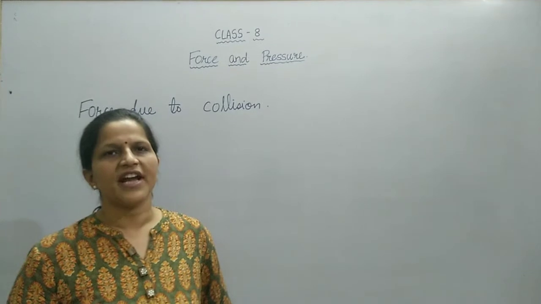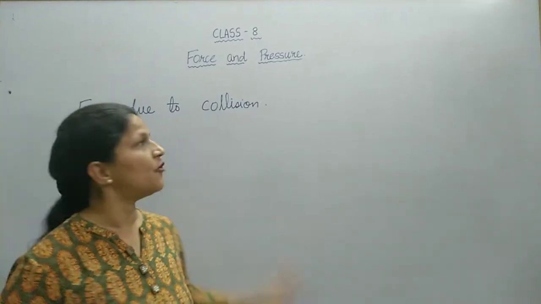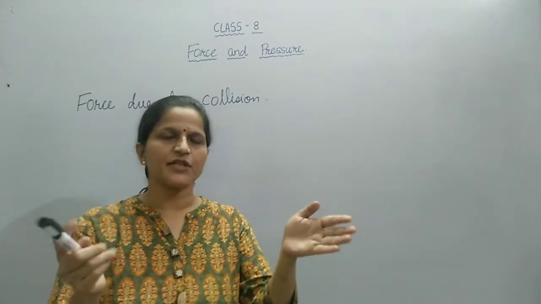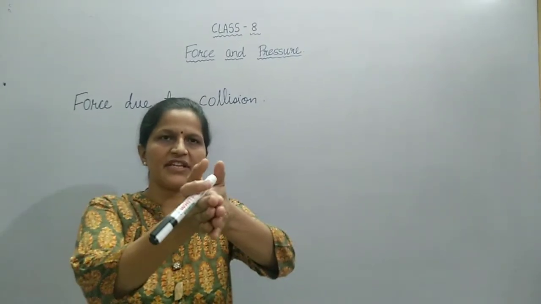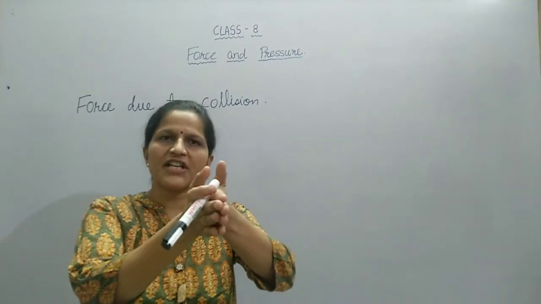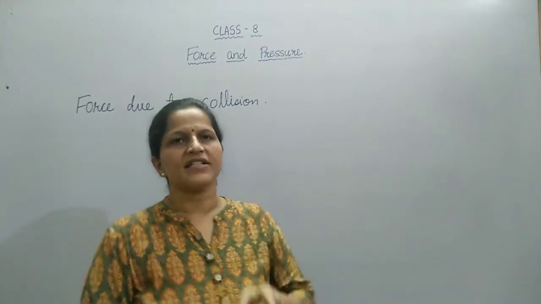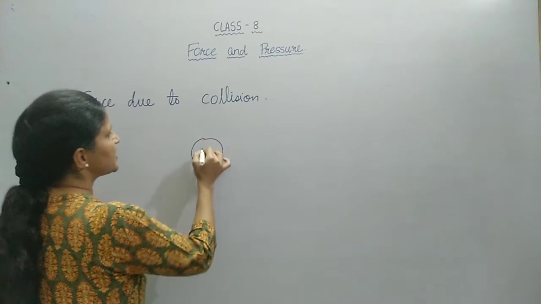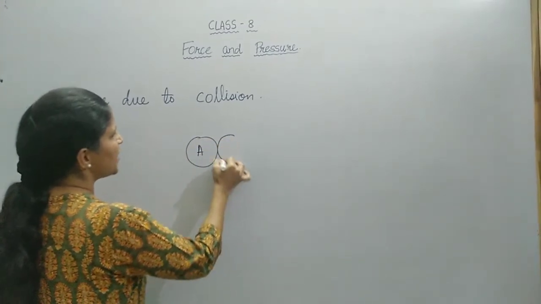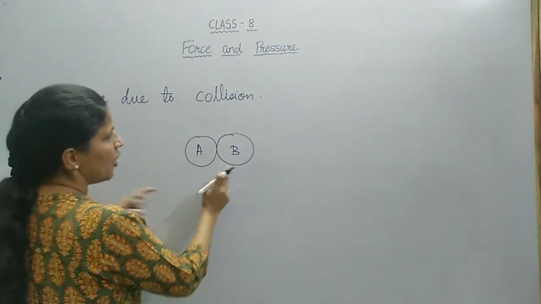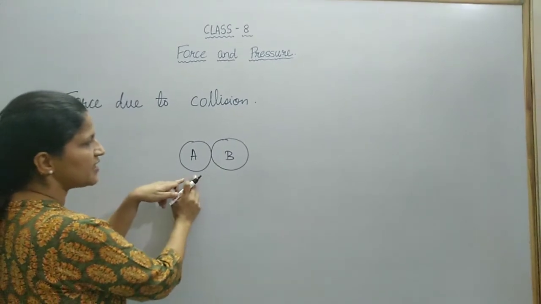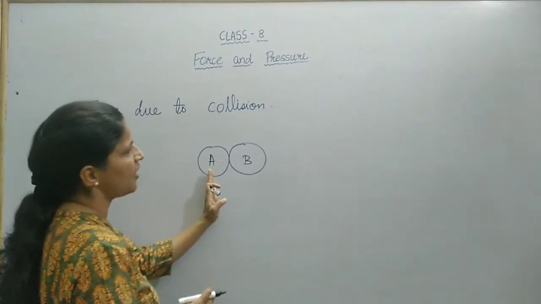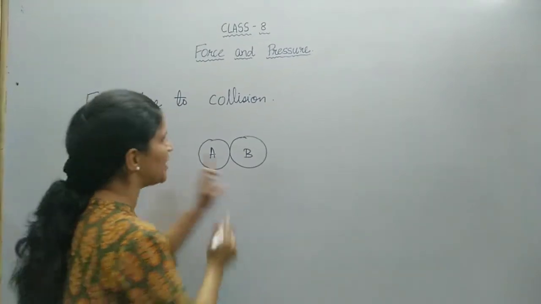The last type of contact force in our syllabus is force due to collision. The name itself suggests that it acts whenever two bodies collide with each other. Whenever two bodies collide with each other, they exert an equal and opposite force on each other. For example, this is some object A which collides with some object B. Object B exerts some force on object A. At the same time, object A also exerts some force on B.